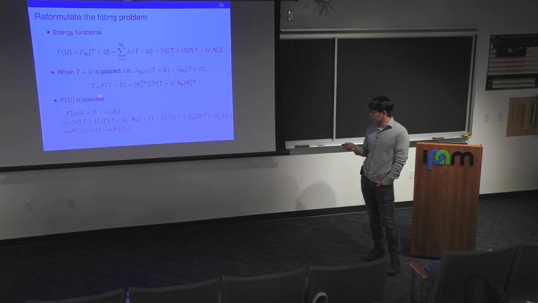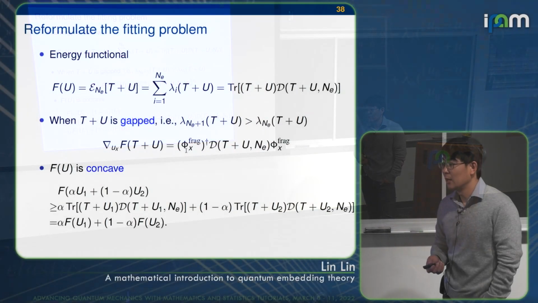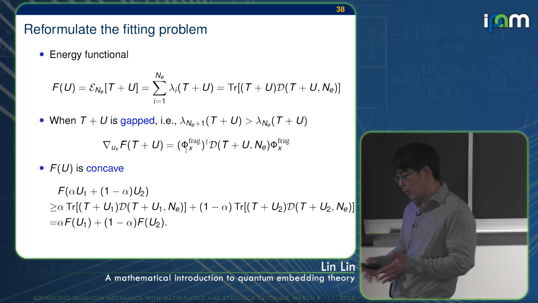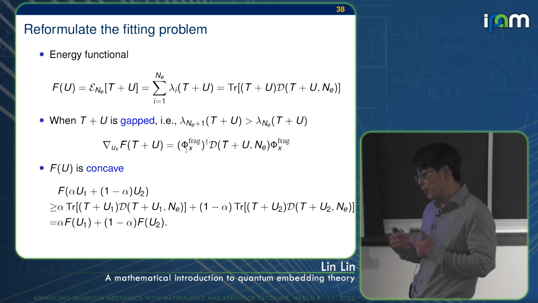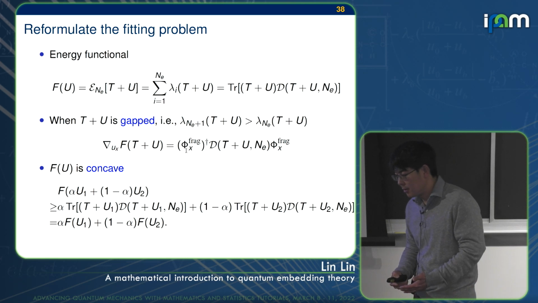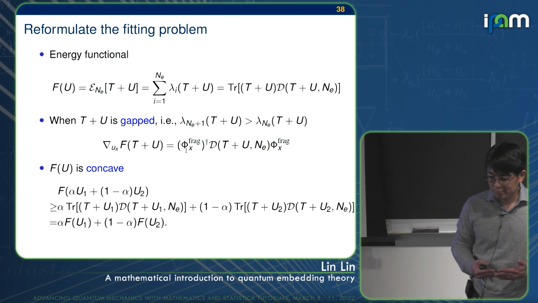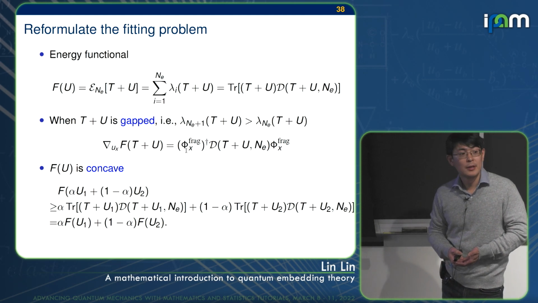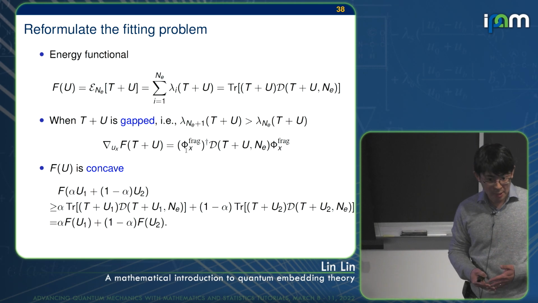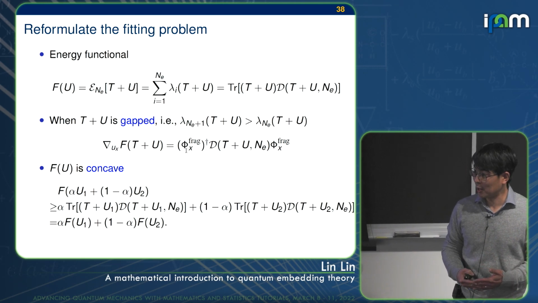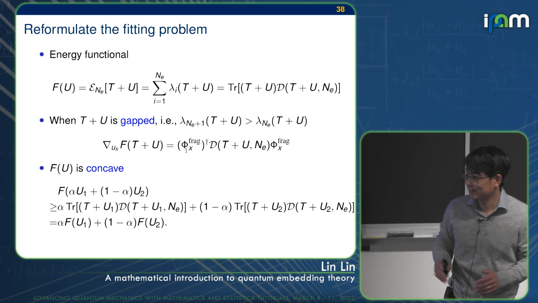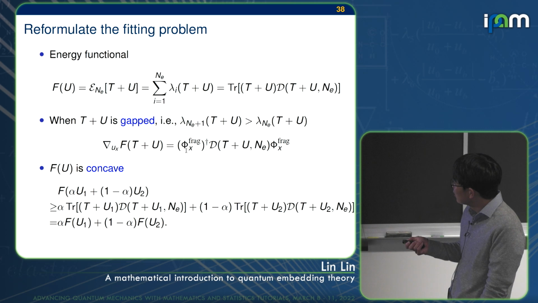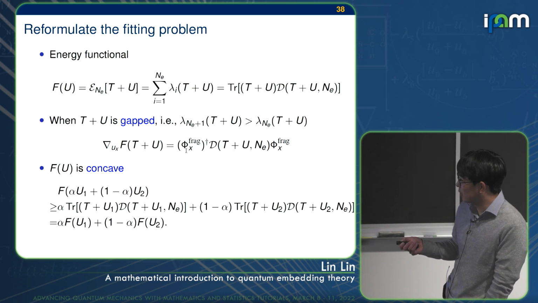This F(U) functional is also concave. It will actually play an important role, because where I'm getting at is that if you formulate it as a least squares problem, then it is not a convex optimization problem. You can get stuck at local minima. But if you can reformulate it so that it becomes a convex problem, then you're good to go. Okay? And convex and concave differ by a sign.